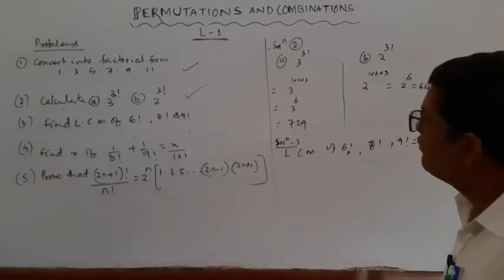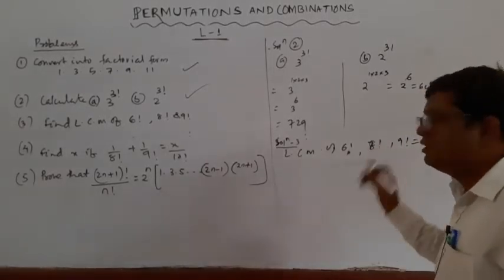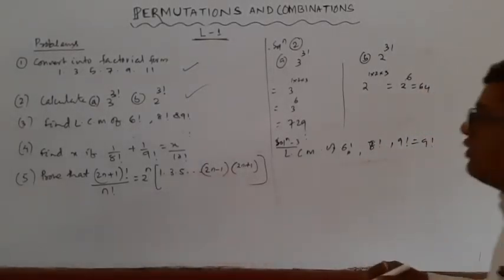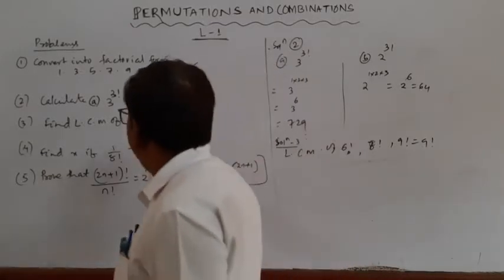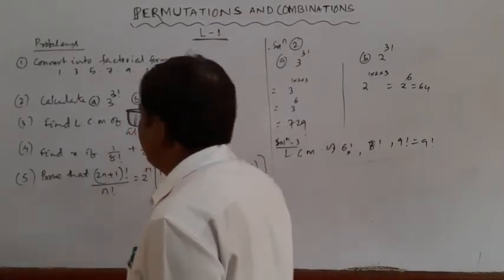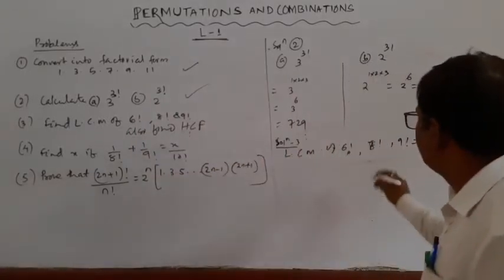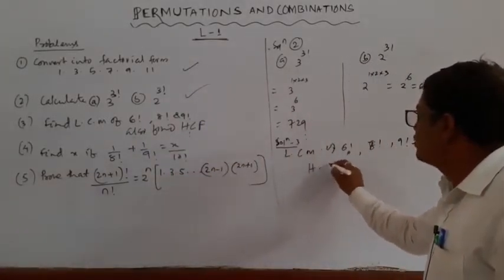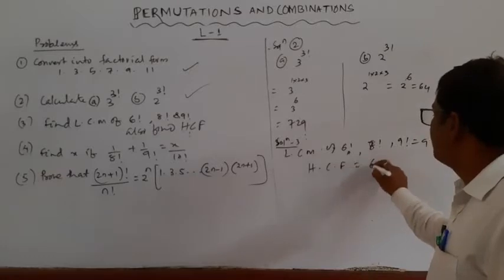If the question is HCF, then what is the HCF? Find LCM and HCF. So HCF is the highest common factor, that is 6 factorial.